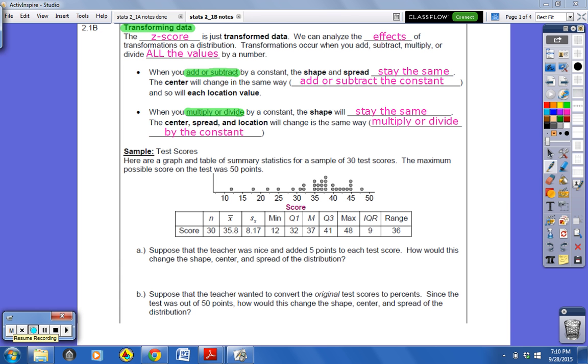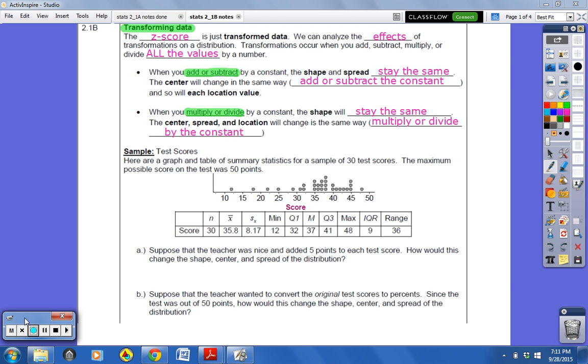Okay, so we're back to Chapter 2, Section 1, and now we're looking at transforming data. This is where we're really looking at the z-score and how we transformed our information: we took our data point, we subtracted the mean, we divided by the standard deviation, and we were able to standardize all that. So everything would have a mean of 0, a standard deviation of 1, and we could compare the distributions a lot easier.